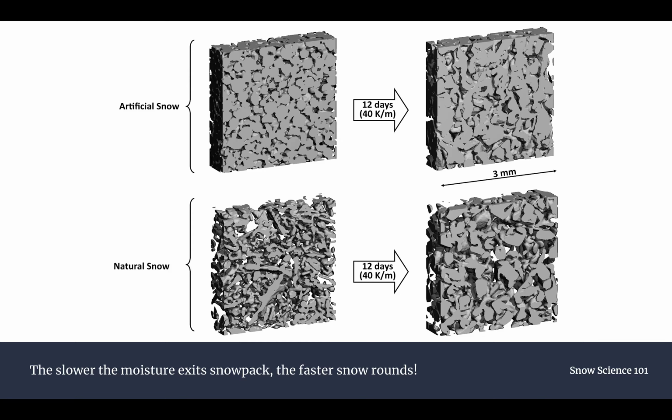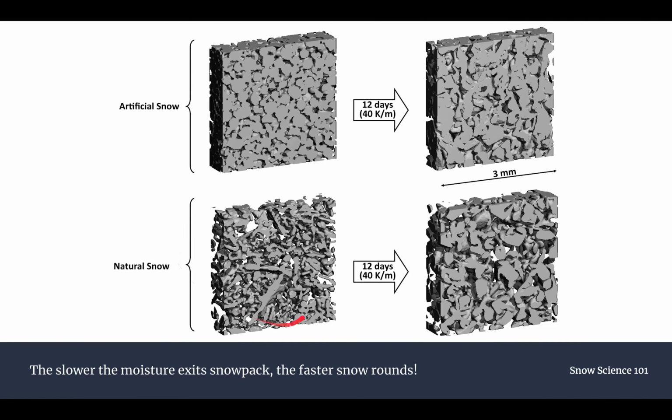And essentially what this means is you want a smaller temperature gradient, which means less change in temperature per amount of depth that you go down in the snowpack. Because what that's going to do is prevent the moisture in the snowpack from quickly exiting the snowpack before it gives the snow time to round.